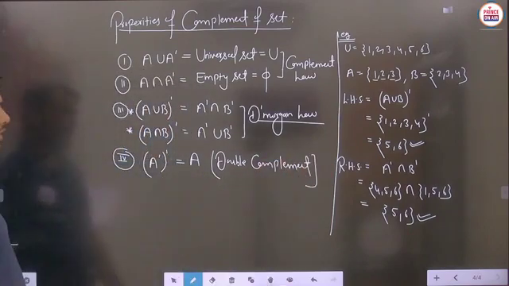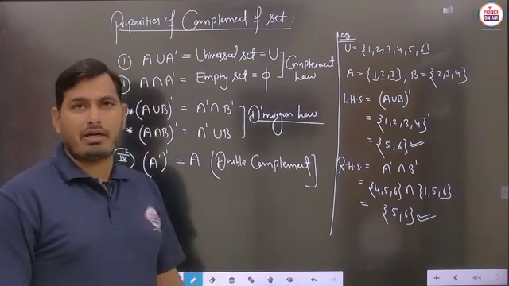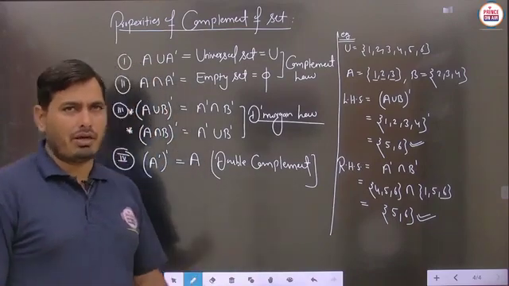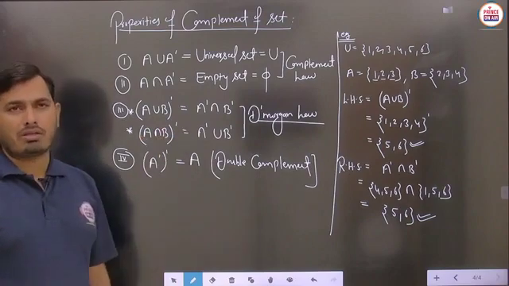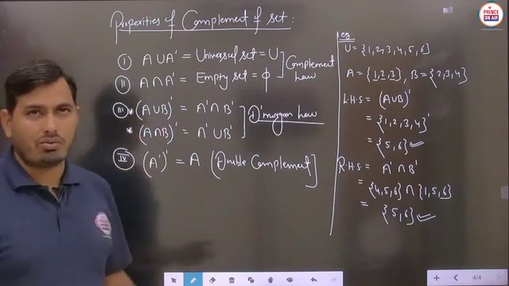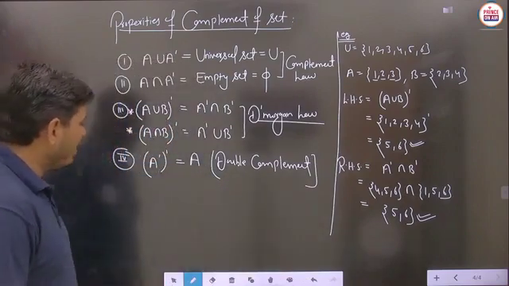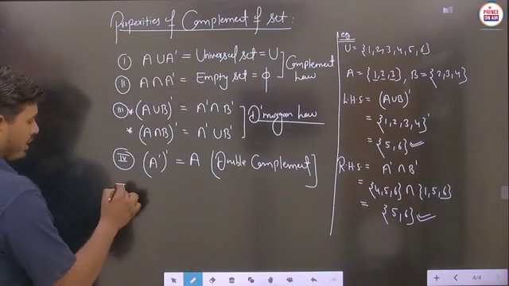So if you take the complement of any set 2 times, or if an even number of times the complement of any set is taken, then again the answer will be the set A. Is it clear? So such things can be very important sometimes. The next property we will take here.